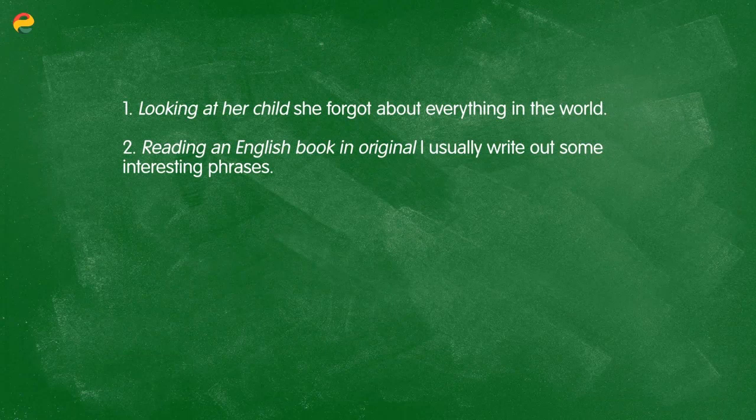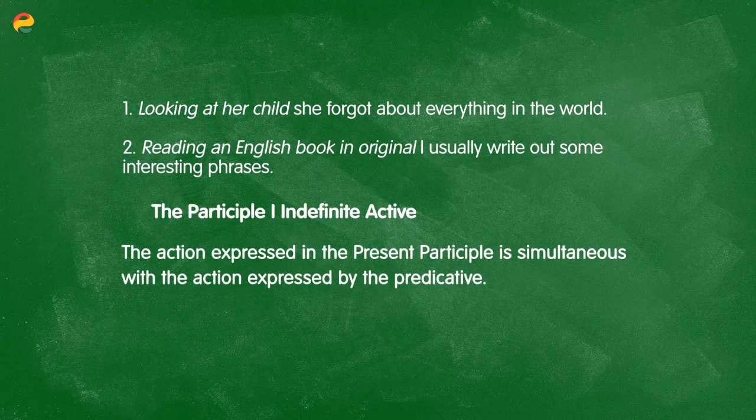So when the verb in the main sentence and in the participle refer to the same subject, we can combine the sentences by using a participle clause. This also shows a greater relationship between the two topics. Now let's look at a couple more examples. Looking at her child, she forgot about everything else in the world. Or, reading an English book in the original text, I usually write out some interesting phrases. Now, these are participle clauses where the first participle indefinite active is used.